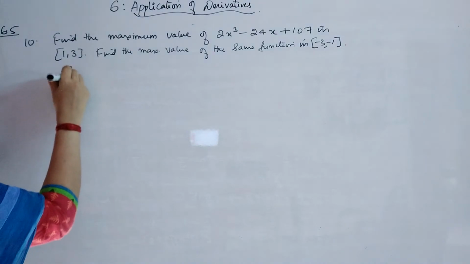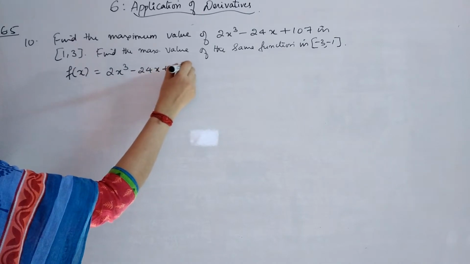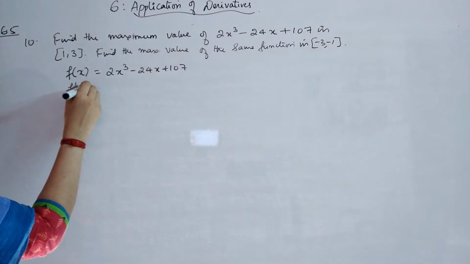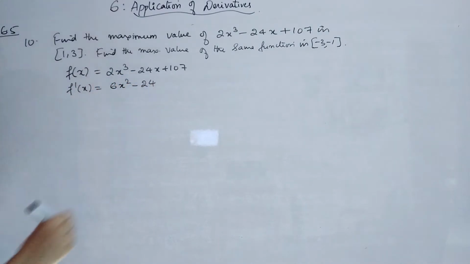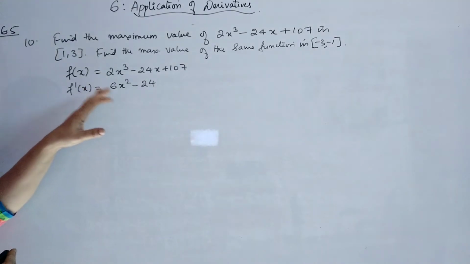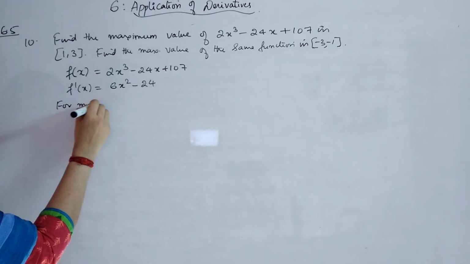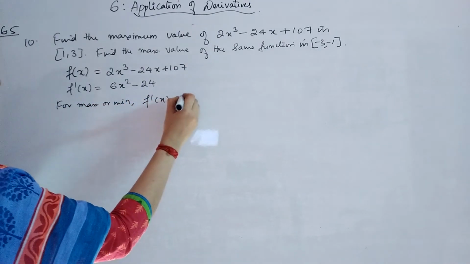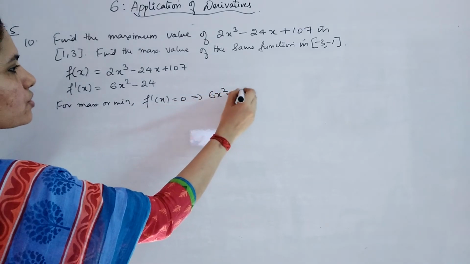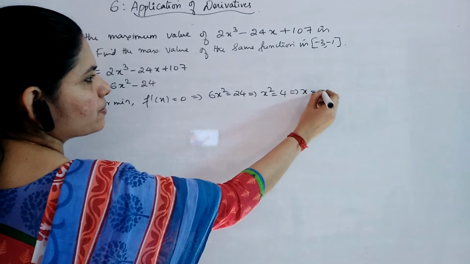So first you are taking the function to be f of x equal to 2x cube minus 24x plus 107. What is f dash of x? 6x square minus 24 into 1. So f dash of x equal to 0 will give you the critical point. So for maxima or minima, we are just equating f dash of x to 0, so that you will get 6x square is equal to 24, or x square is equal to 4, or x is equal to plus or minus 2.